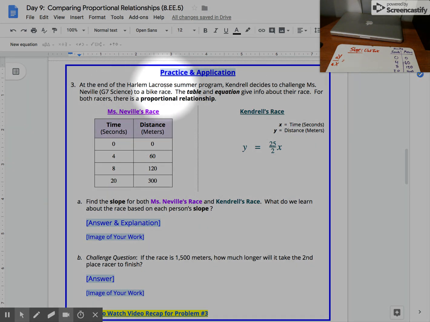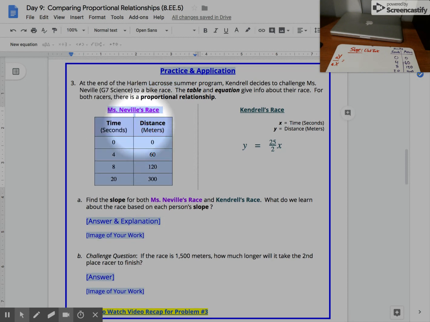For problem 3, we're told that Kendrell and Miss Neville from last year, your 7th grade science teacher, have a bike race at the end of the Harlem Lacrosse summer program. They give us information about Miss Neville's race as a table. They give us information about Kendrell's race as an equation. And then part A asks us to find the slope for both Miss Neville and Kendrell's race.